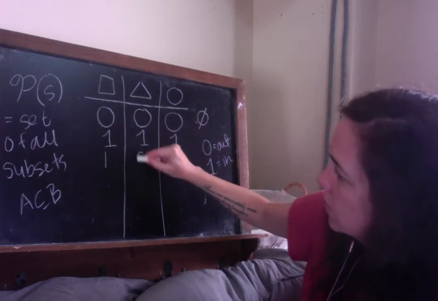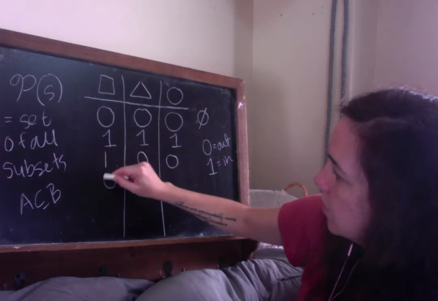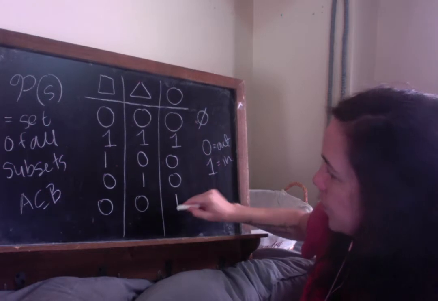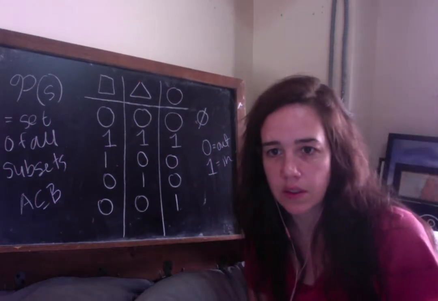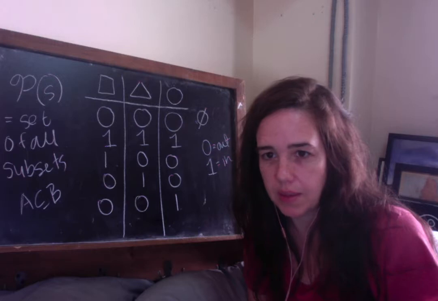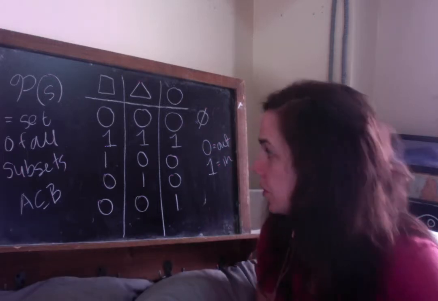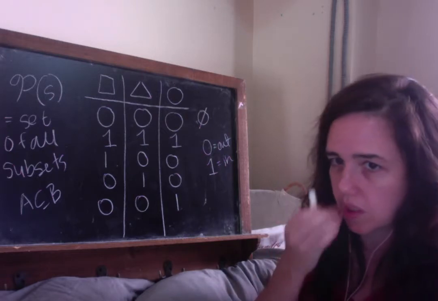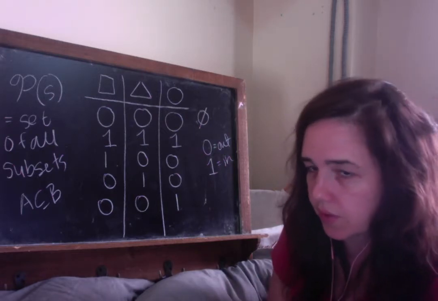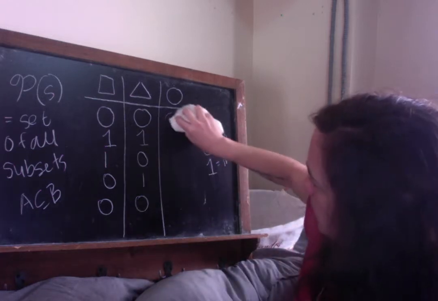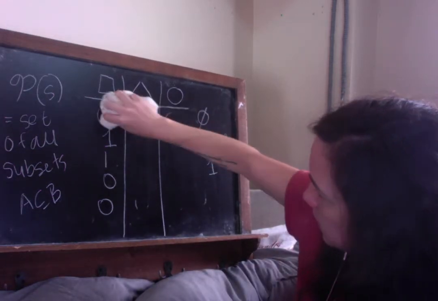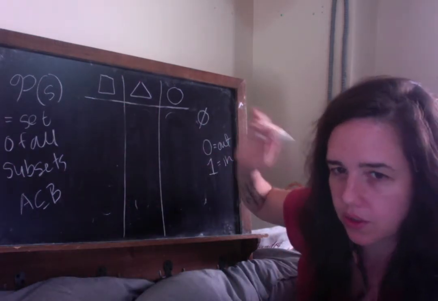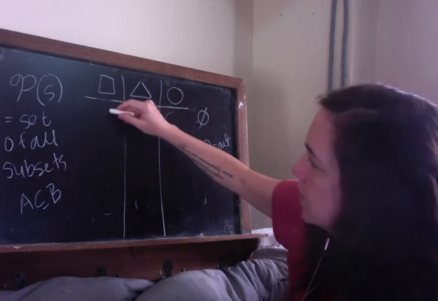So 1, 0, 0, 0, 1, 0, and 0, 0, 1. Okay, so let's keep track. That's 5 already. I'm missing some still, and I don't have room, so I have to erase this. So that's 5 so far. Let's keep track. We did all the one element subsets and the extremes, the whole set and the empty set. So now let's do the 2 element subsets.